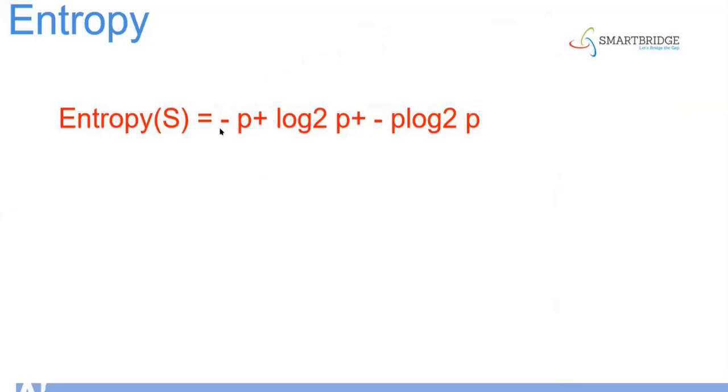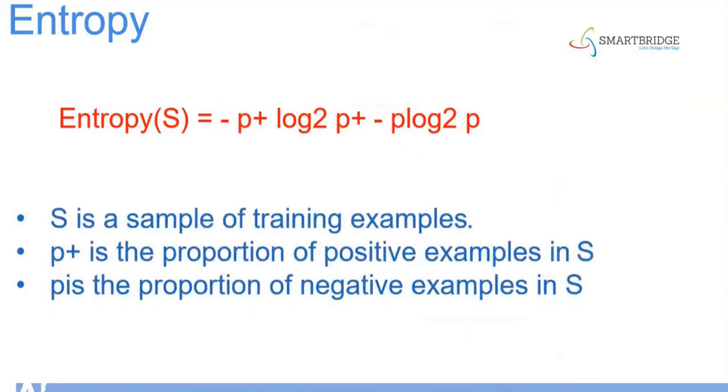Here the entropy is the negative of the probability of positive times log 2 of the probability of positive, minus the probability of negative times log 2 of the probability of negative. P plus is the proportion of positive examples in S, and P minus is the proportion of negative examples in S. Here S is the total data set. So let's calculate the entropy, the disorderedness of the data set. The higher the entropy, the higher the disorderedness. The lower the entropy, the lower the disorderedness, right?